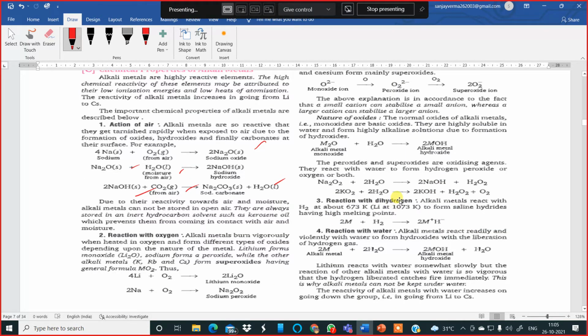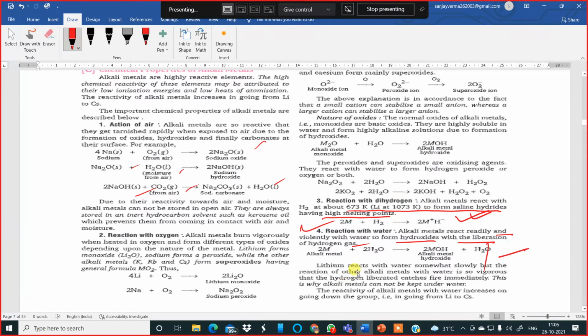Reaction with hydrogen. Alkali metals react with hydrogen at about this temperature with difficulty to form saline hydrides having very high melting points. Reaction with water. Alkali metals react readily and violently with water to form hydroxides, and the liberation of hydrogen gas is seen. Over here it is hydrogen gas.